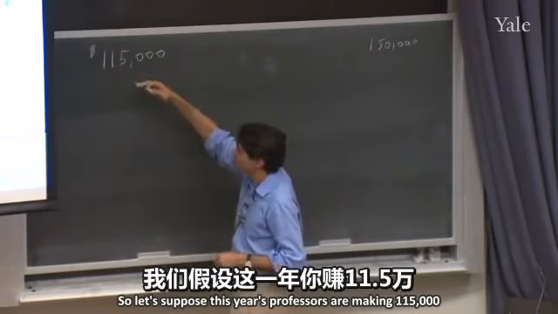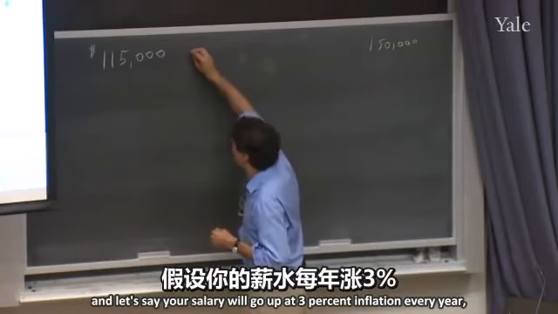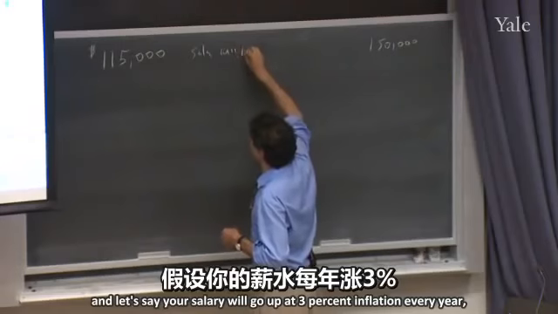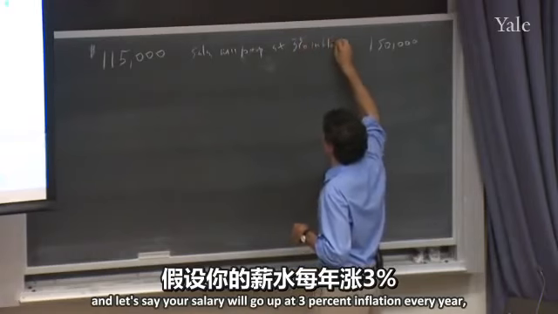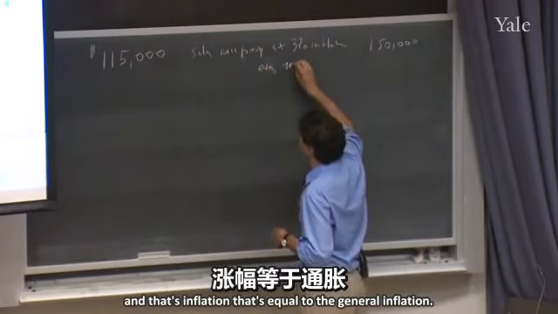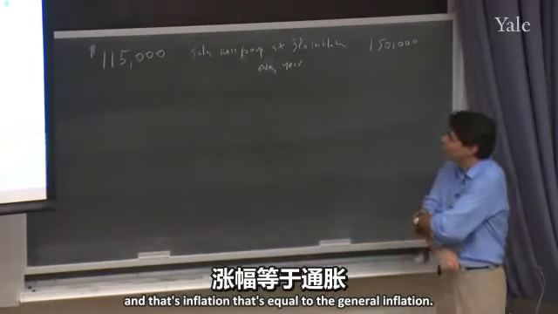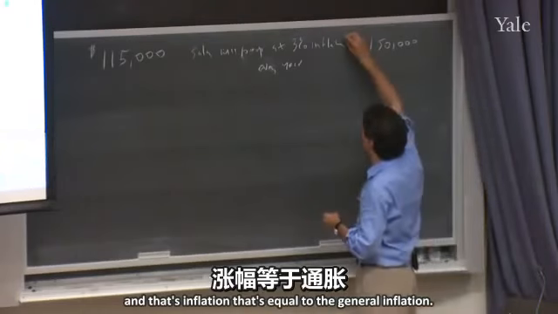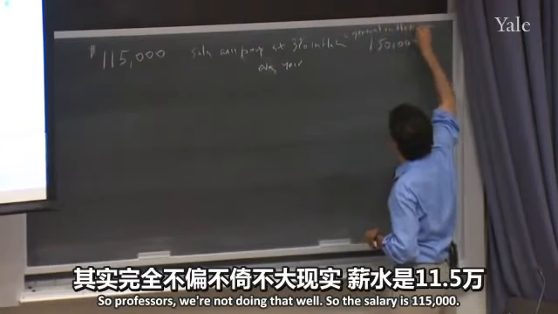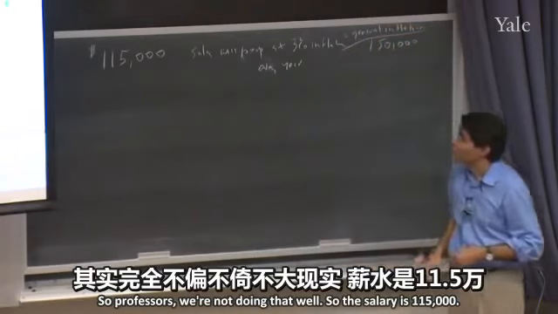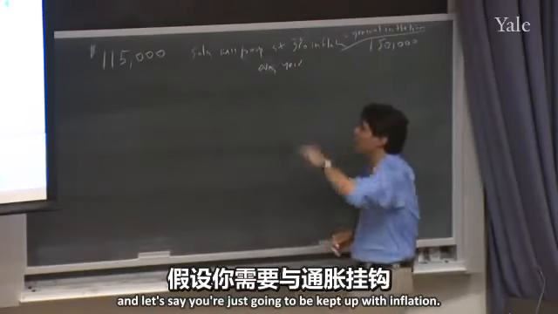So let's suppose that you're starting today. This year's professors are making $115,000, and let's say your salary will go up at 3% inflation every year. And that's equal to the general inflation. So your salary is keeping pace with general inflation and no more. So professors, you know, we're not doing that well. So the salary is $115,000. Now it would be $150,000, but anyway, it was $115,000 on average. And let's say you're just going to be kept up with inflation.